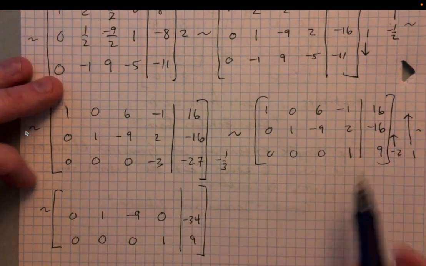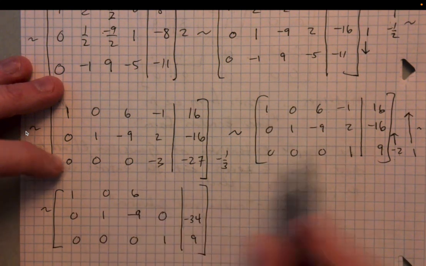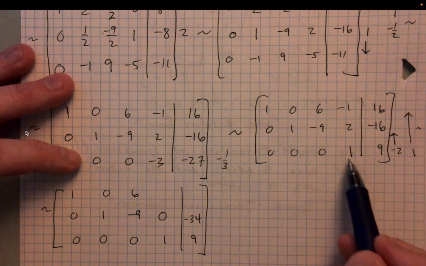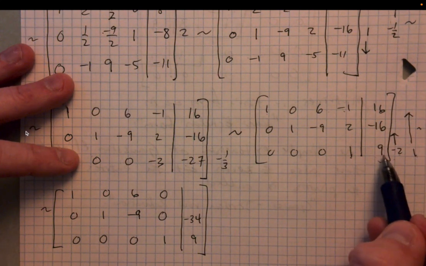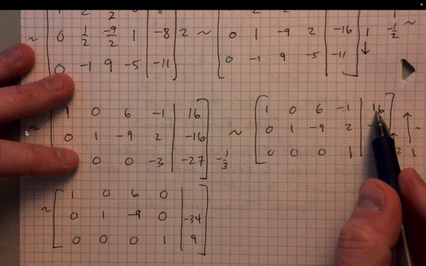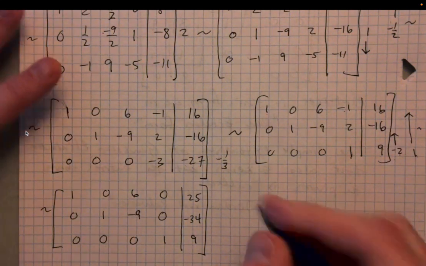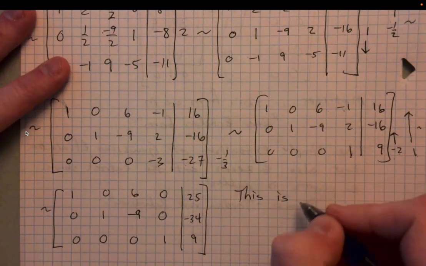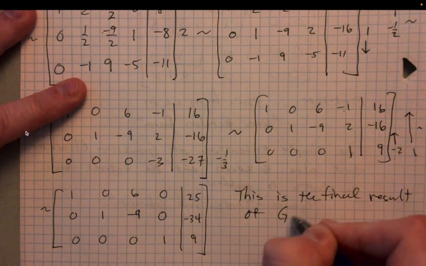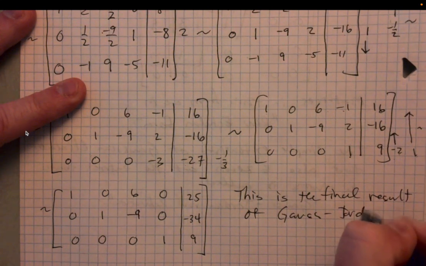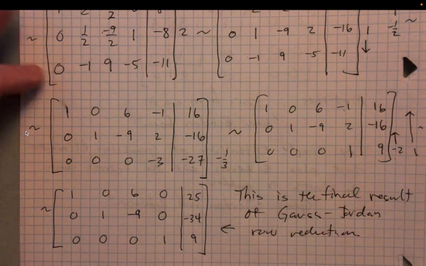Now what about row 1? Well, again, you're going to have 1, 0, 6 are going to stay the same because of these zeros. Okay, and then it's going to be 1 times 1 is 1 plus negative 1 is 0. And then 1 times 9 is 9 plus 16 is 25. Okay, and so this is the final result of Gauss-Jordan row reduction. All right, so this matrix.